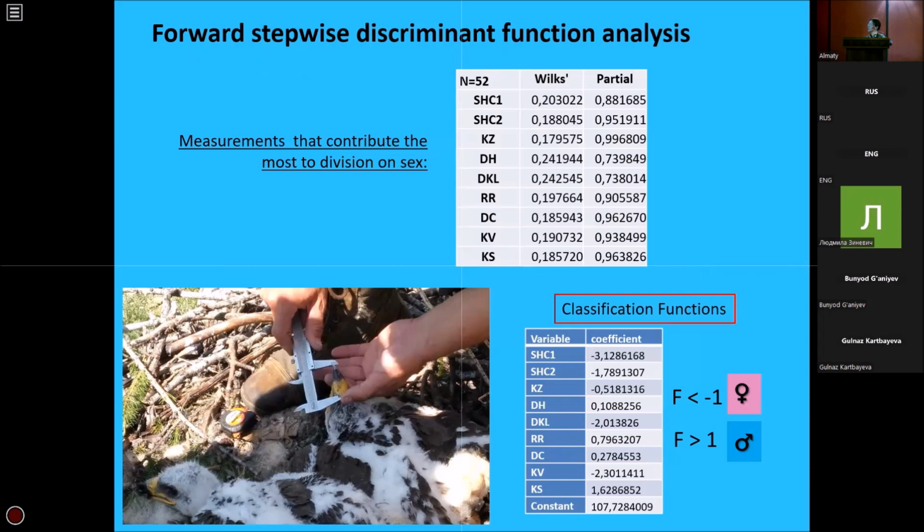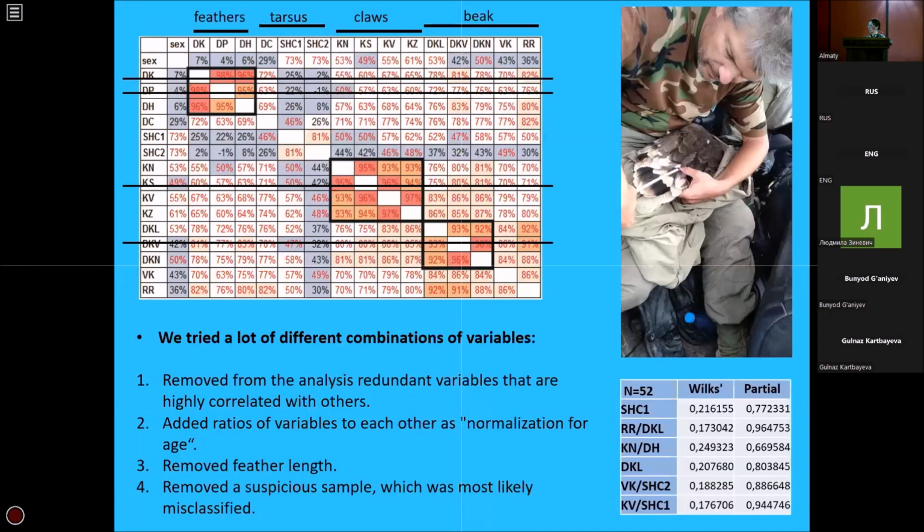You should multiply these values by these coefficients, sum it all up, adding this constant, and if the result is less than -1, it's a female. If it's more than 1, it's a male. But if the result is between -1 and 1, classification is considered unreliable. And this formula made one mistake for our sample. So we decided to try different things to improve the classification.